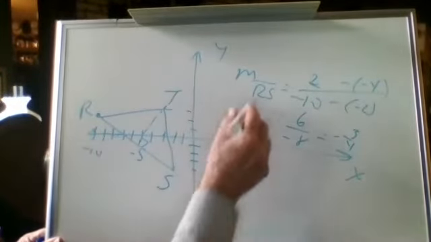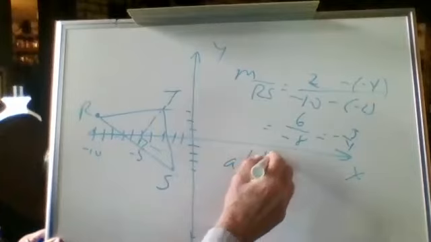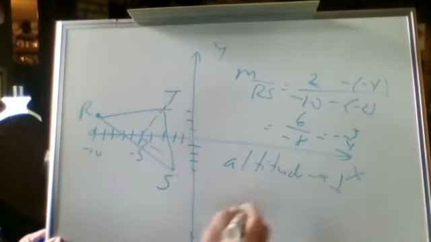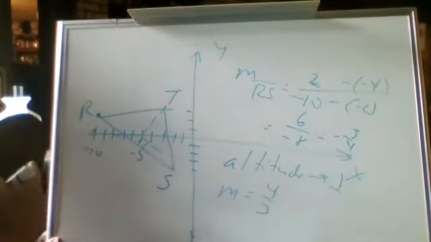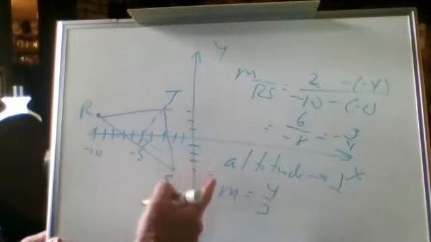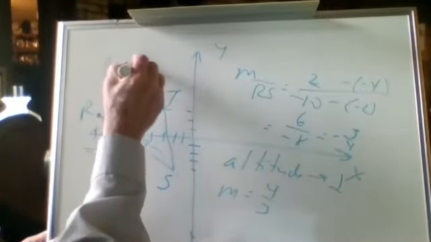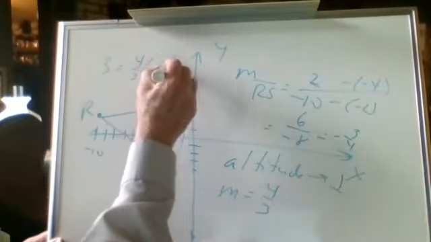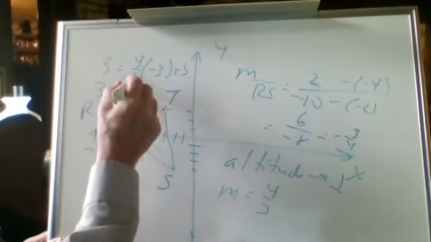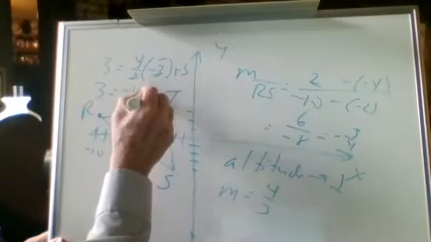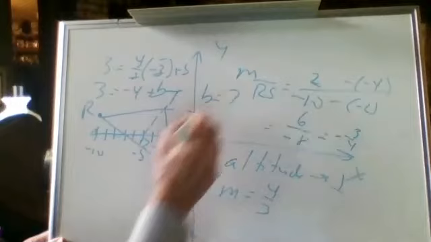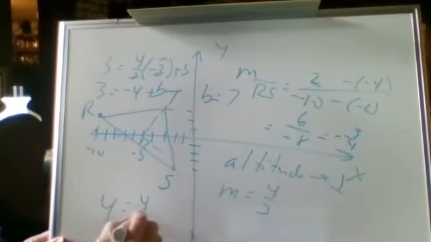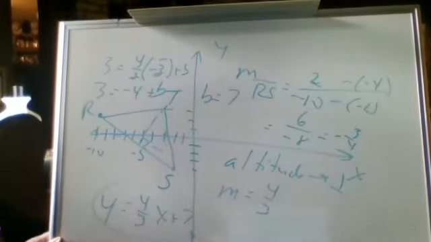So if that's negative 3/4, then the altitude is perpendicular. So the slope would have to be the opposite reciprocal, which is positive 4/3. Okay. And we're using point T. So point T was negative 3 and 3. So 3 equals 4/3 times negative 3 plus b. So this is negative 4 plus b. If I add 4 to both sides, then b equals 7. So my equation is y equals 4/3 x plus 7 for the altitude.